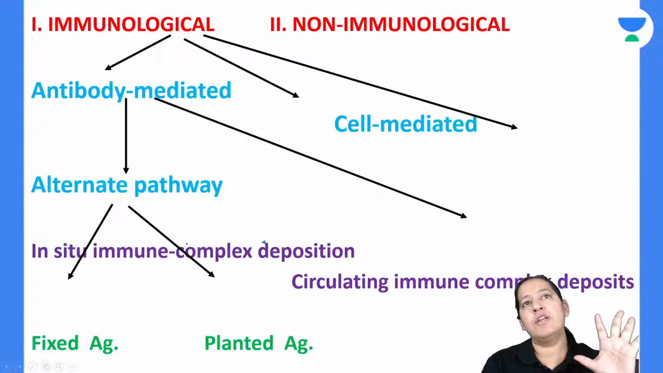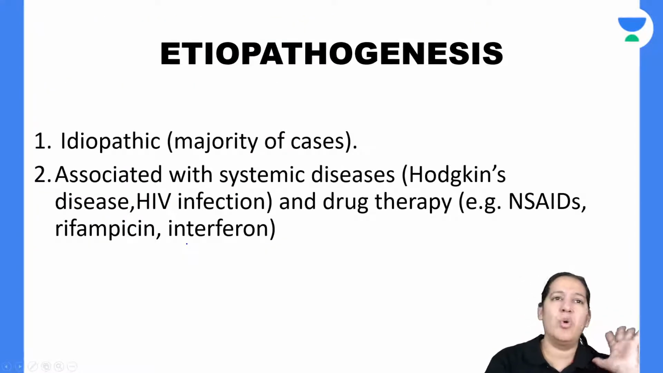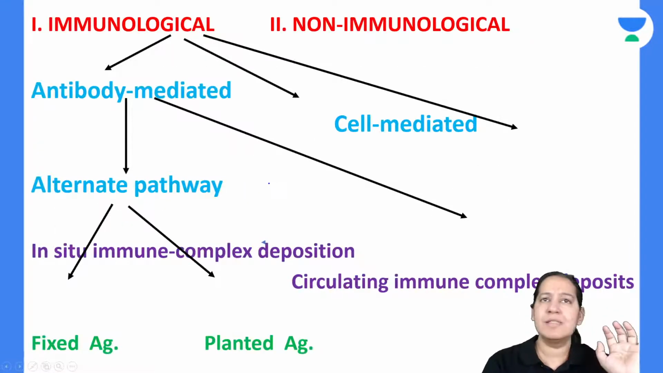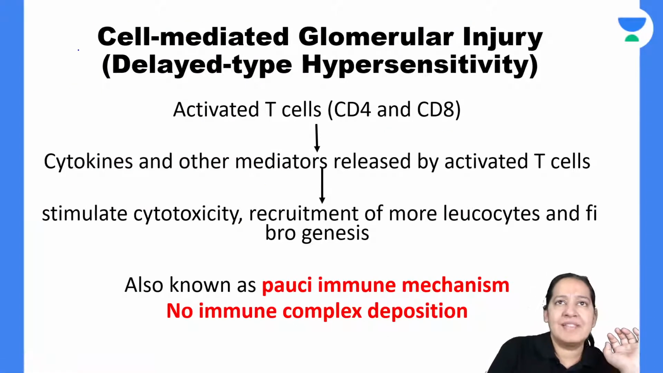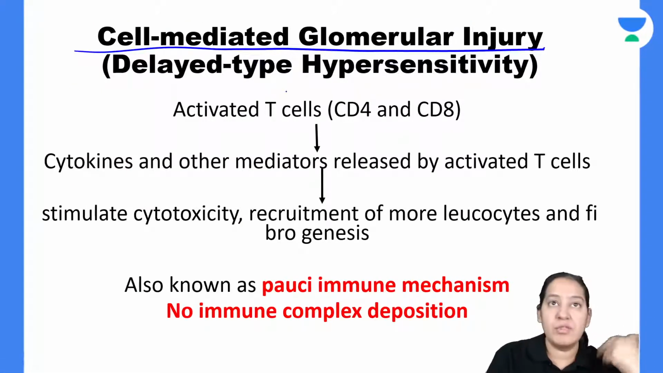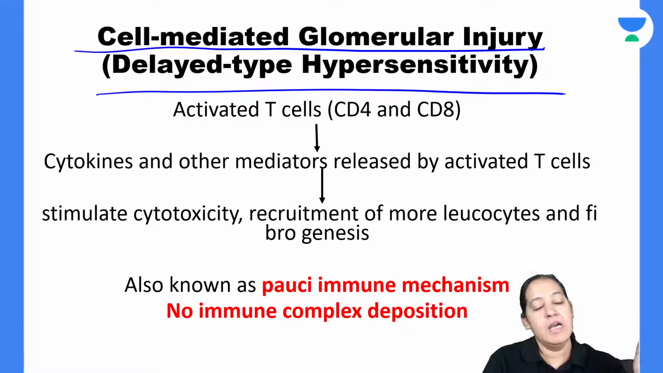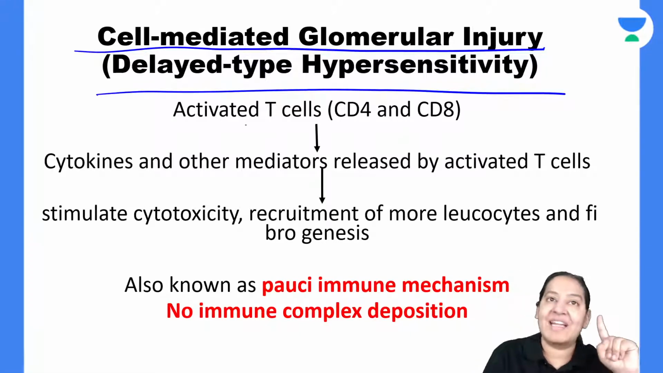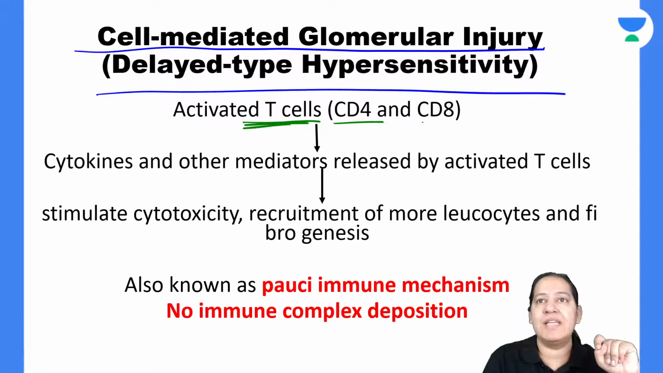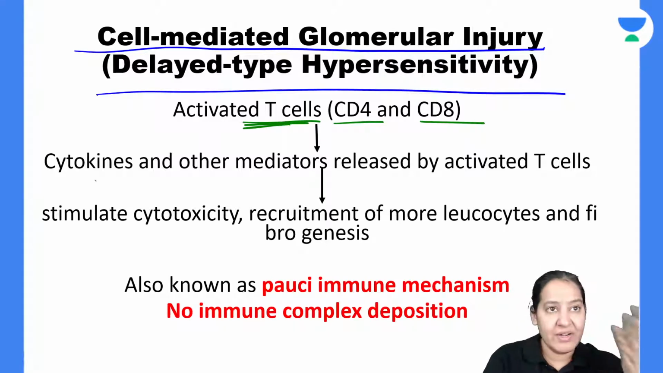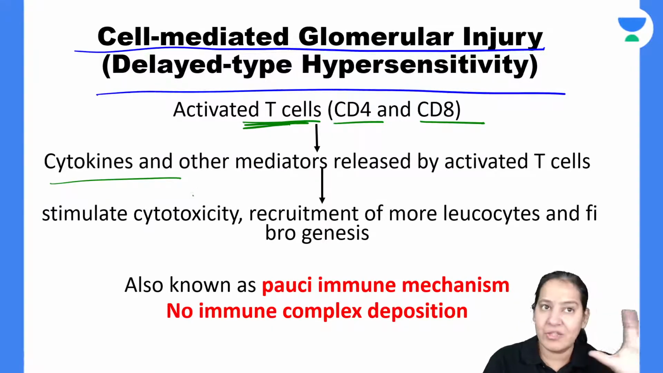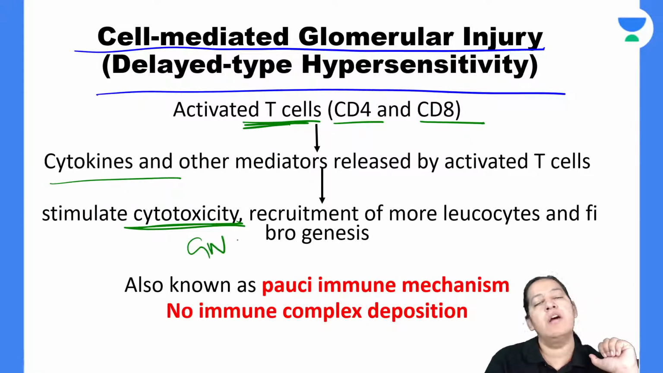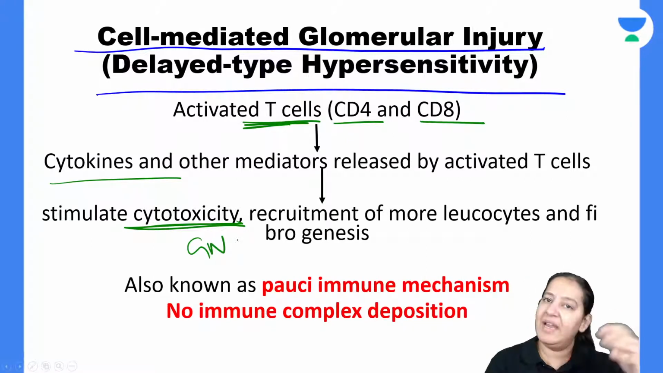Right. Now coming to etiopathogenesis, it is not known actually, or it is cell mediated. It is not antigen antibody mediated. It is cell mediated glomerulonephritis, known as delayed type of hypersensitivity. So what is happening here is that the activated T lymphocytes, CD4 and CD8 T lymphocytes, will secrete certain cytokines. And those cytokines along with the cells cause cytotoxicity inside the glomerular filtration barrier. So that will lead to glomerulonephritis.